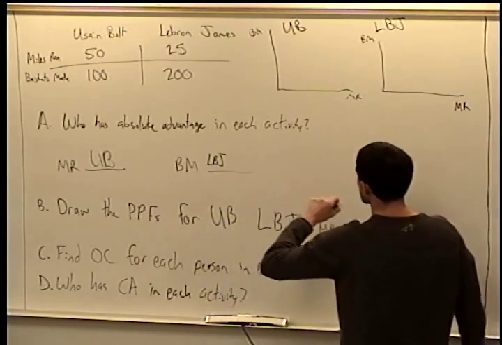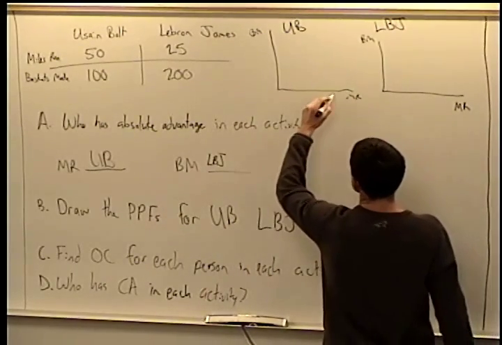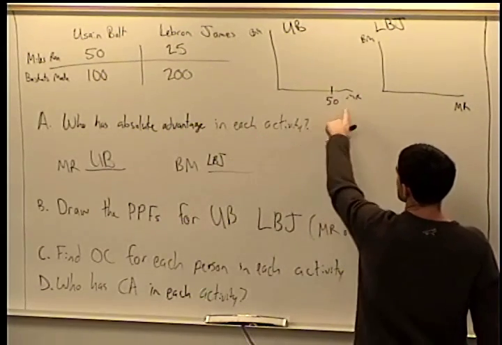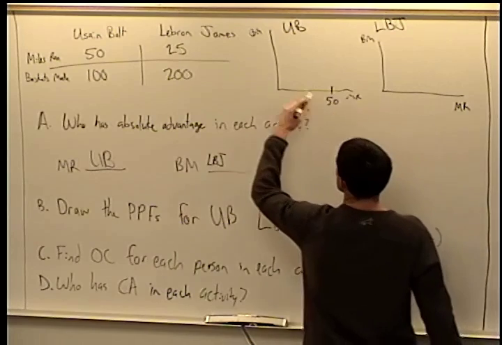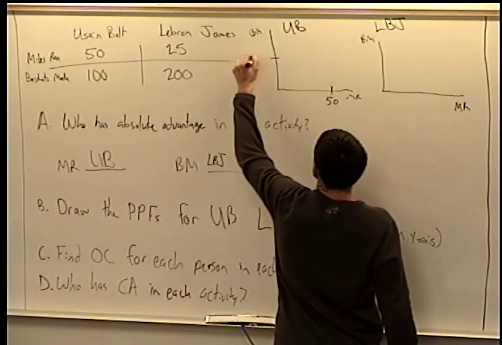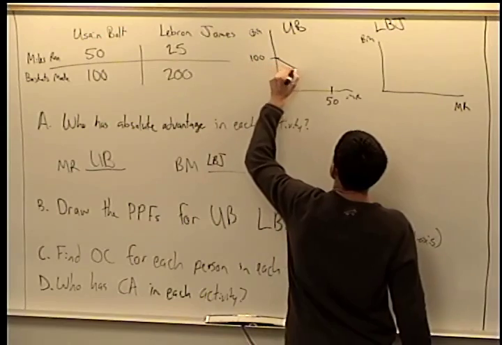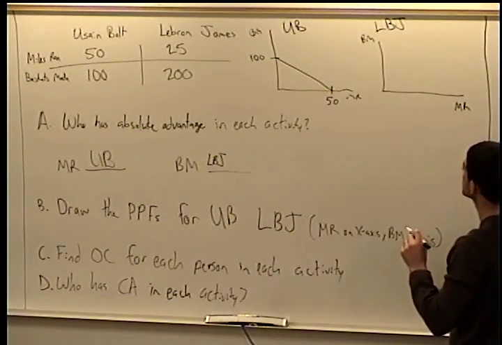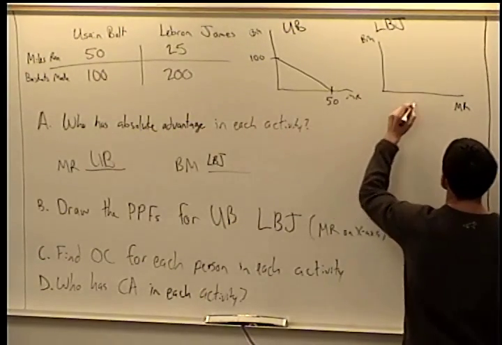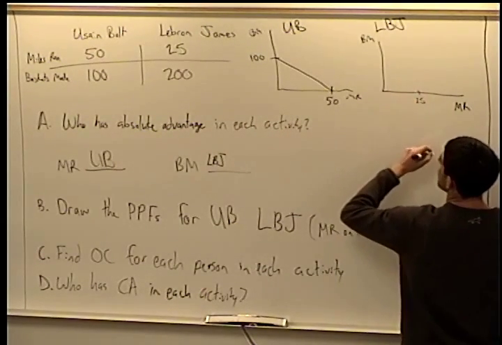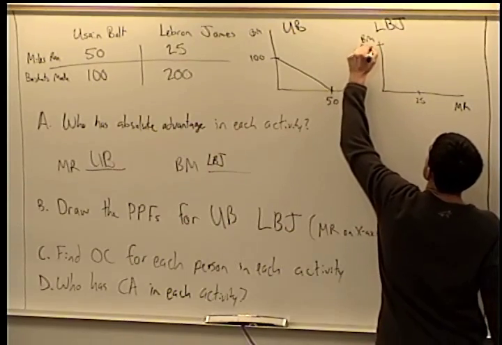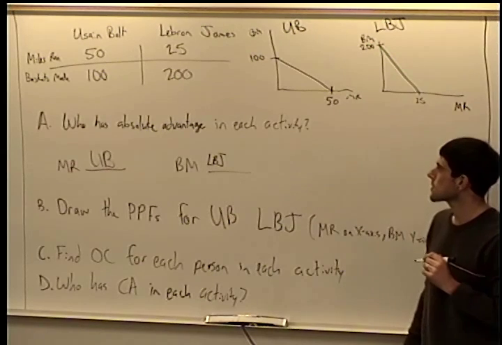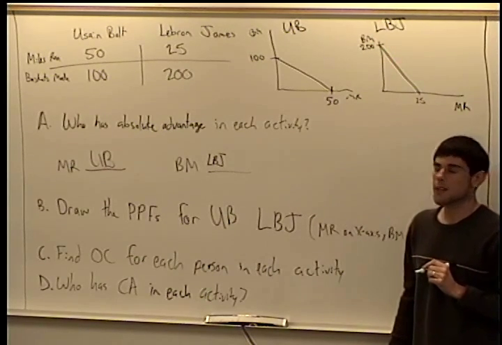And then if we draw it, it looks like we can do 50 miles ran, or 100 baskets made. So that's Usain Bolt's production possibilities frontier. For LeBron James, he can run 25 miles, or he can make 200 baskets. So that is the production possibilities frontier for LeBron James.